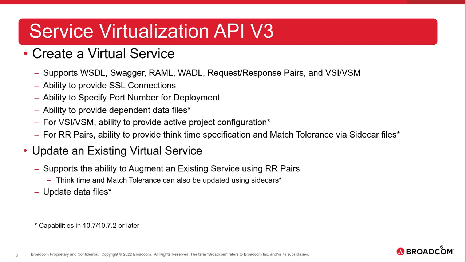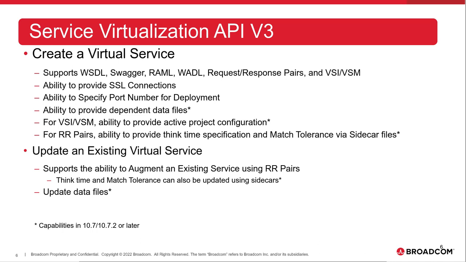The first thing is the ability to actually create the virtual service. So we can take your specification file, like your WSDL, Swagger, YAML, or VODL, and build a virtual service out of that. We can also build virtual services out of request response pairs. Or you can think about, hey, I may already have something that's very customized, like a VSI, VSM. I might store those assets rather than a MAR file. I'd like to be able to deploy that. That's capable with the V3 API. You're also able to specify information like your SSL connections and your port for deployment. And we'll talk a little bit more about that as well.